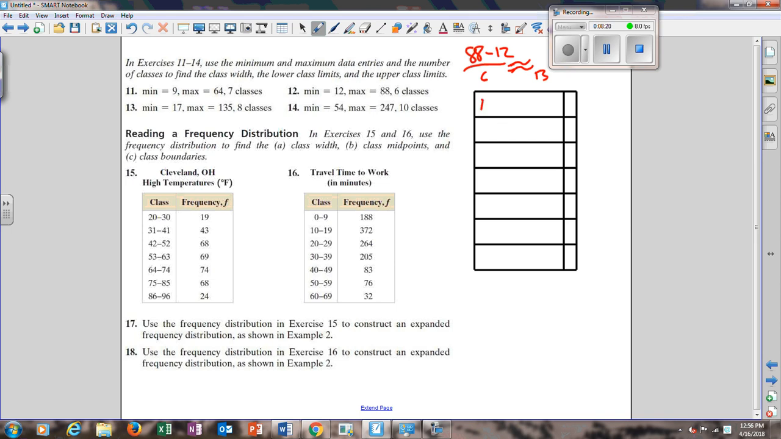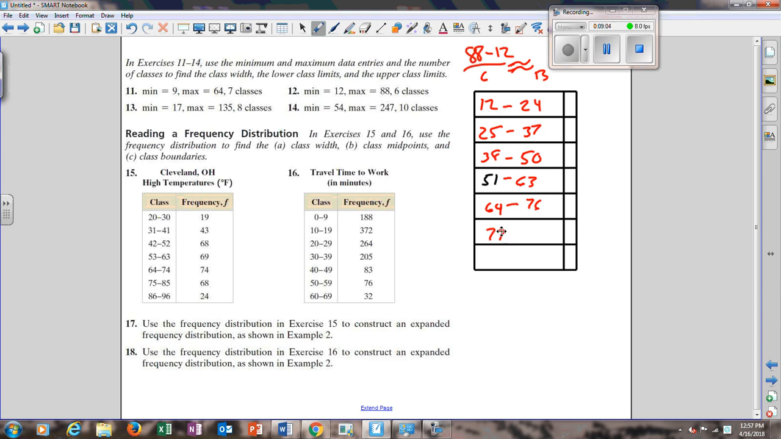Now you start with the min, which is 12, add 13, 25. We're doing 6 classes. So it's going to be 38, then 51, then 64, and then add 13 more, give you 77. So 24, 37, 50, 63, 76.